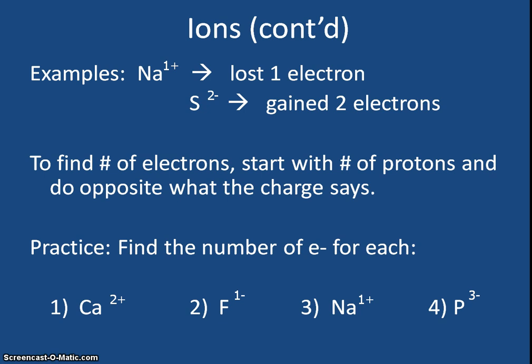Phosphorus is over towards the right. It's a few columns over from the right. And phosphorus has an atomic number of 15. So you do the opposite of the charge and add 3, and you should get 18 electrons.